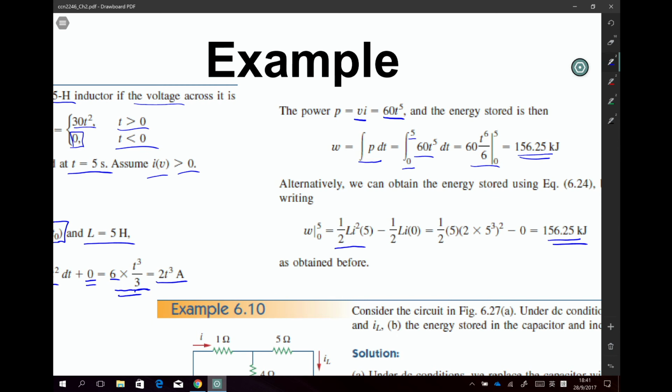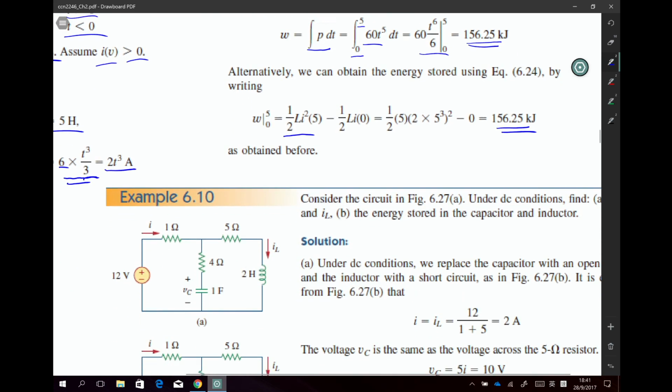Again, this one I think is not related to circuit theory. Instead, it relates to mathematics or calculus. Now we show you another example.